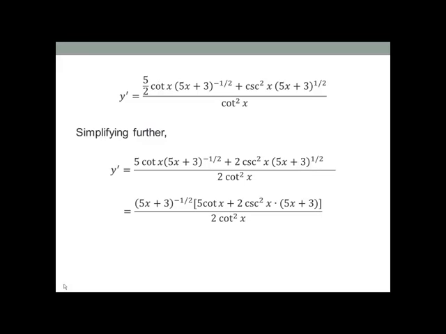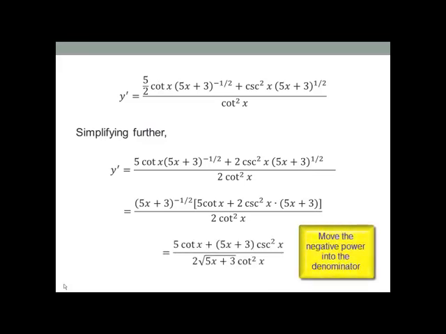Next, I'll factor out the quantity 5x plus 3 to the negative 1/2 power from each term in the numerator. That leaves me with 5 cotangent of x plus 2 cosecant squared of x times 5x plus 3 to the first power, and the denominator remains unchanged. Finally, I'll move that negative 1/2 power from the numerator into the denominator where it will become positive. So 5x plus 3 to the negative 1/2 power will move to the denominator where it becomes 5x plus 3 to the positive 1/2 power.